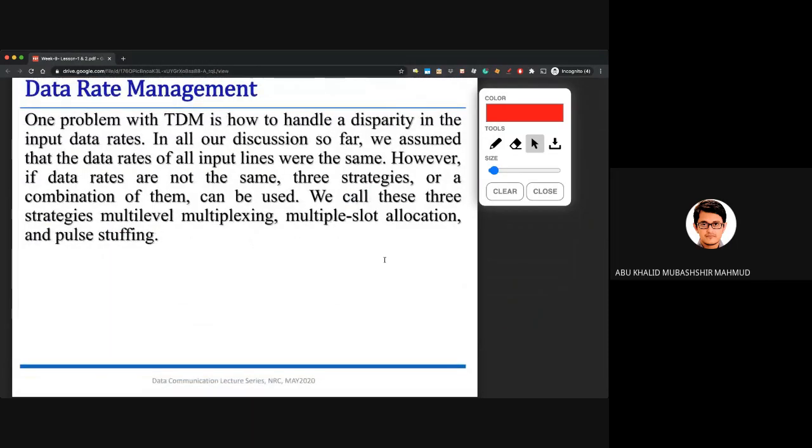So how do we manage these problems? One problem with TDM is how to handle a disparity in input data rates. In all our discussions so far, we assumed that the data rates of all input lines were the same. However, if data rates are not the same, three strategies or a combination of them can be used. We call these three strategies multilevel multiplexing, multislot allocation, and pulse stuffing. We will get to see them one by one. So let's begin.